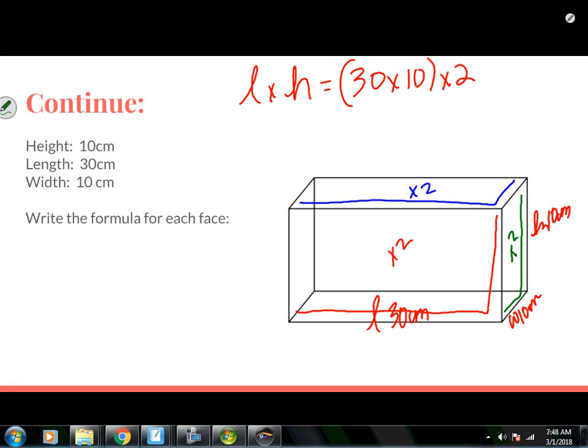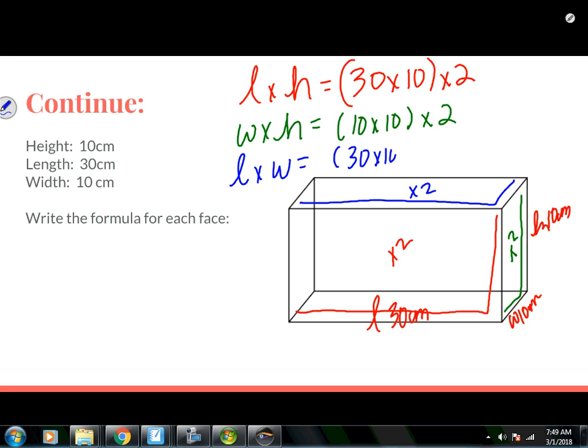If we look at what I highlighted in green, that's our width times our height, which is 10 times 10 times 2. And then what we highlighted in blue is our length times our width. Okay, so that would be 30 times 10 times 2.